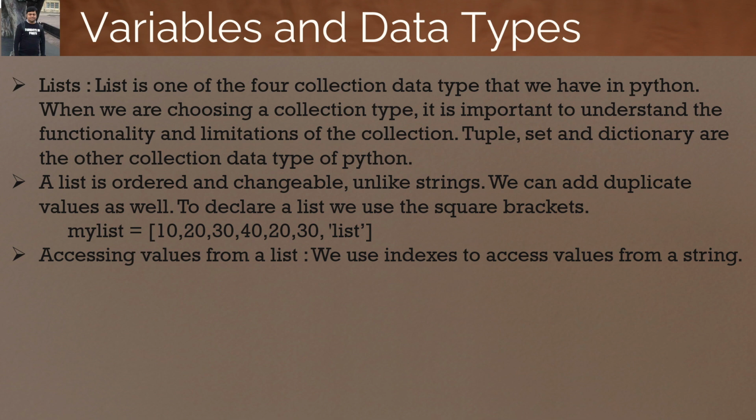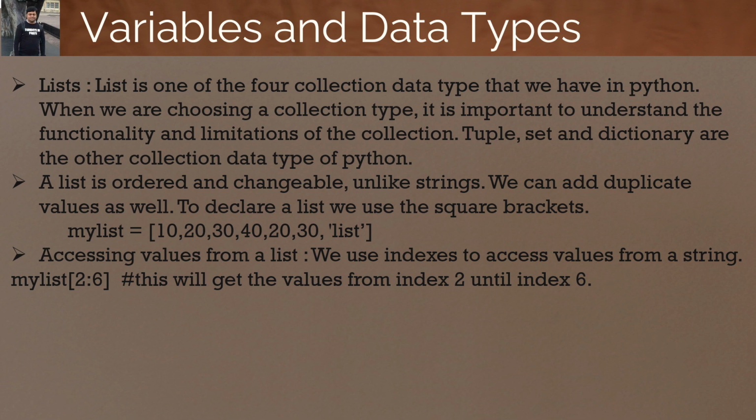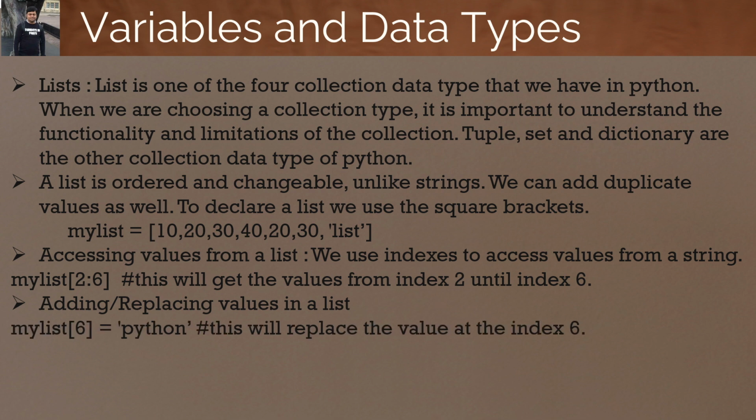Accessing values from a list, we use indexes to access values. mylist[2:6] in the brackets will get the values from index 2 until index 6, so you can get the values at 2, 3, 4, 5 and 6, five values. Adding or replacing a value in a list. If you put mylist[6] equal to 'Python' in single quotes, this will replace the value at index 6. So whatever value is at index 6 will be replaced by Python.